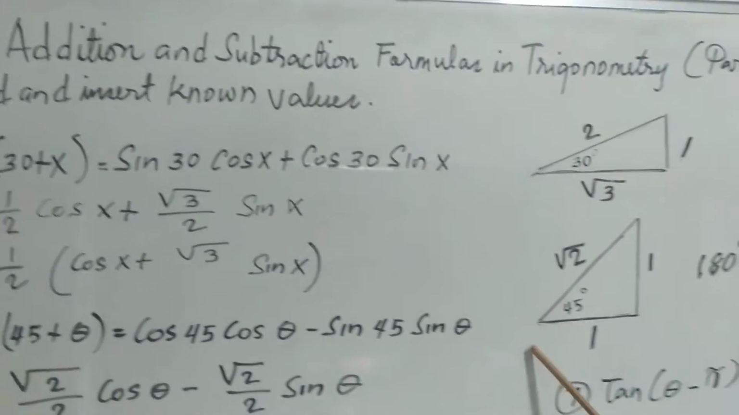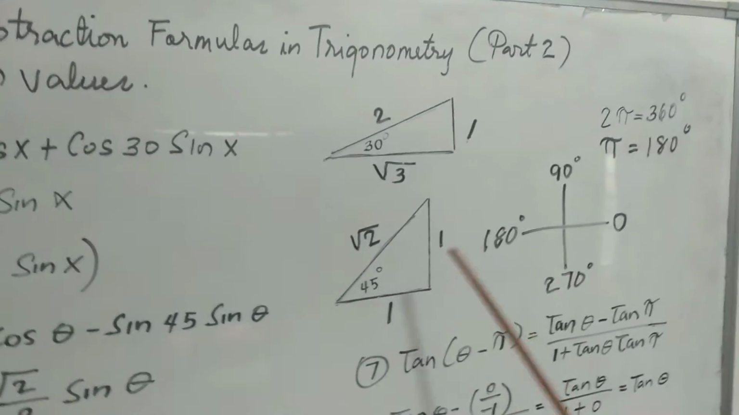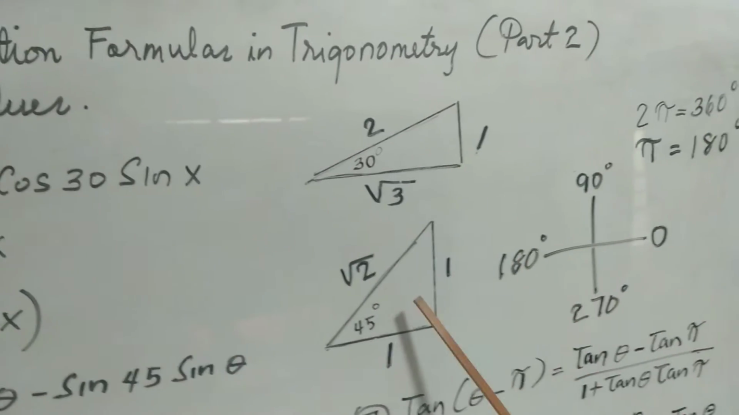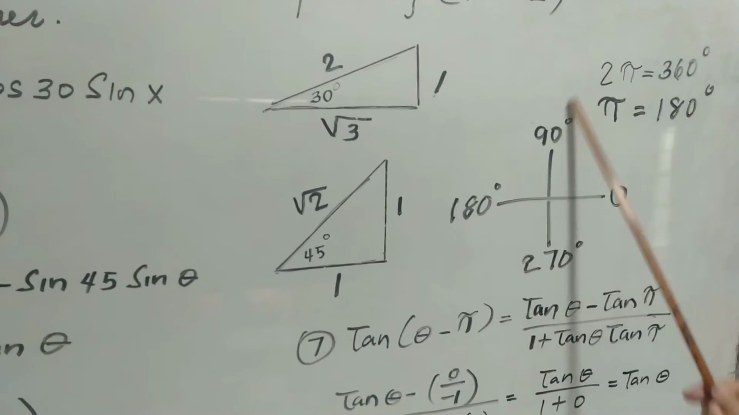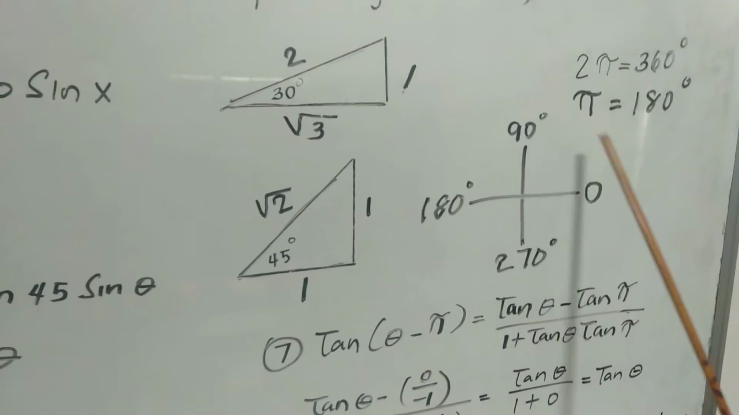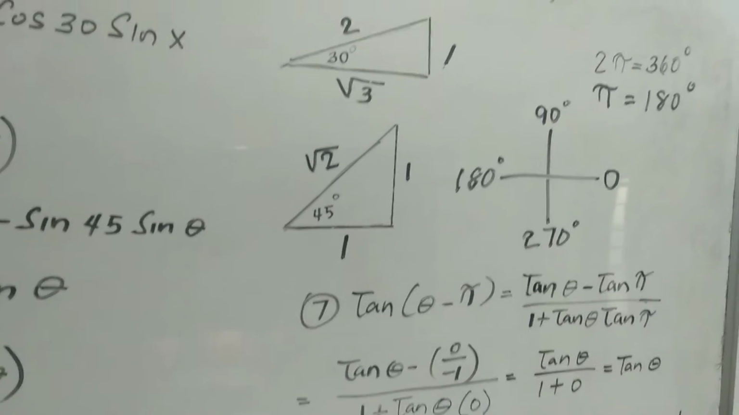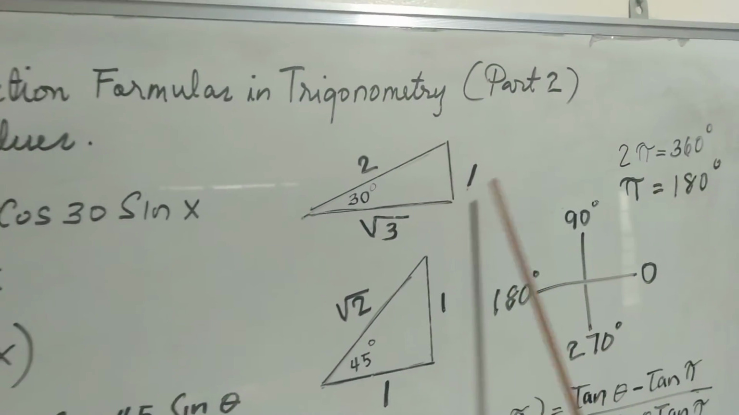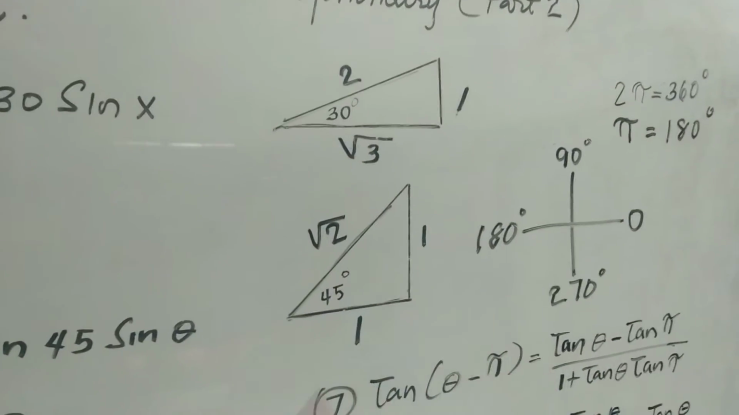We're going to review our figures here, the special angles: 30, 60, 90 degrees, and the 45 degrees, and the quadrantal angles, and also the conversions of radians to degrees. As you can see, in this triangle here, 30 degrees, sine of 30 is 1/2, cosine is square root of 3/2, and so on and so forth. So we go to the problem itself.